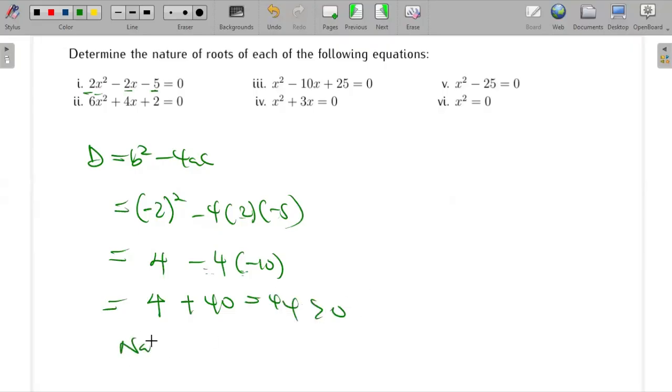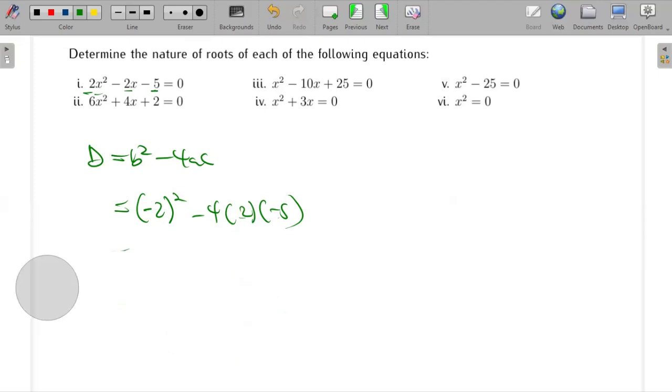So what is the nature of the roots? The nature of the roots is that you are going to have 2 real roots, and they are going to be distinct. So here, 2 real and distinct roots. So it means that when you solve for this, the values of x are actually going to be different. Well, we will look at solving later, but for now, we just take it like that.